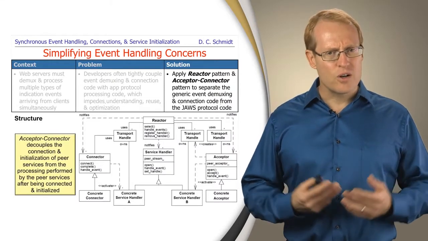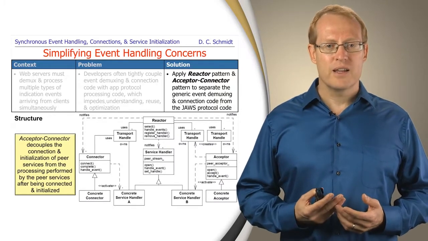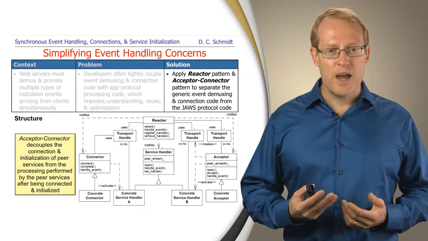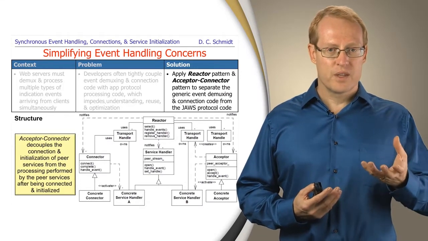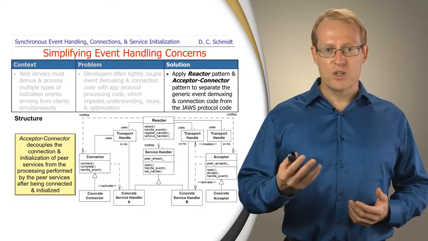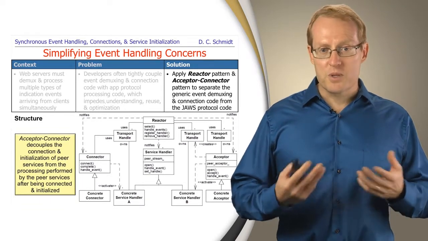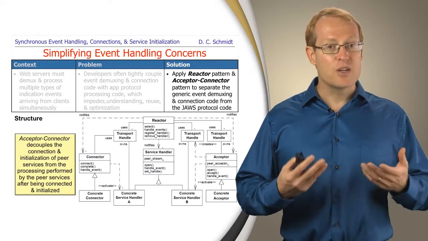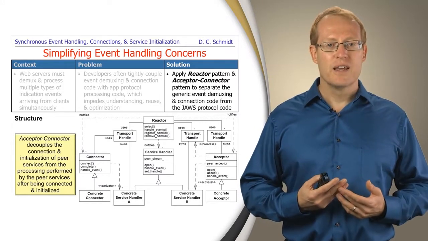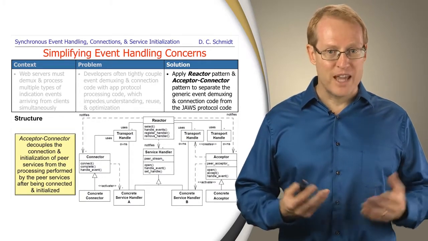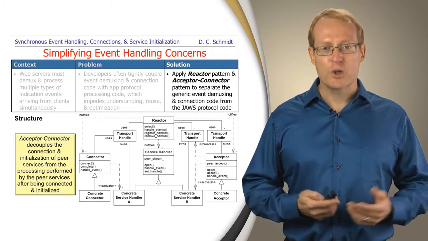Let's now turn our attention to the second pattern in this group of patterns, the acceptor-connector pattern. The purpose of this pattern is to decouple the connection establishment and service initialization logic, which is fairly generic as it turns out, from the more specific, customized application or higher level service protocol processing that occurs once things are actually connected. As with the reactor, there's a couple of layers involved here from a pattern structure point of view.